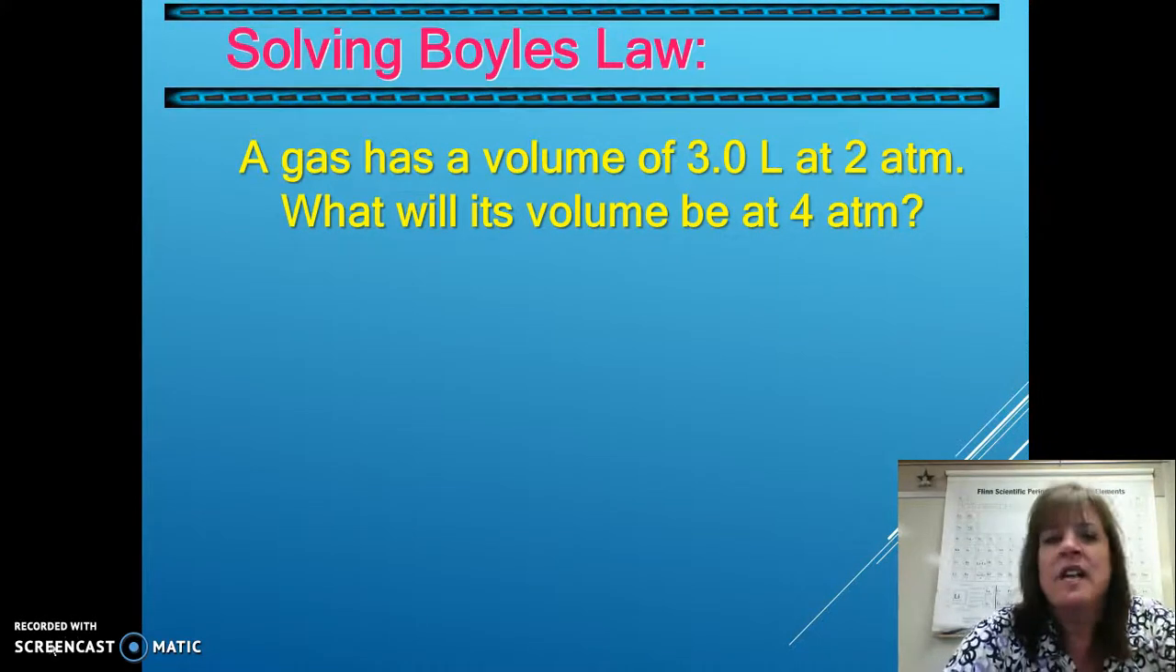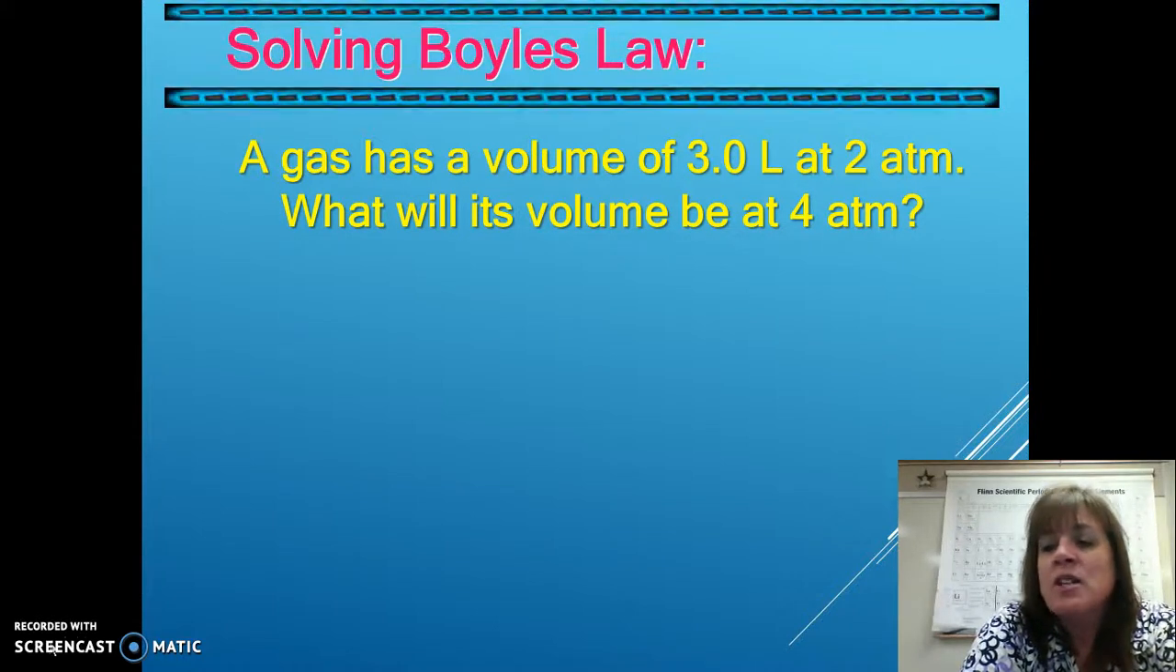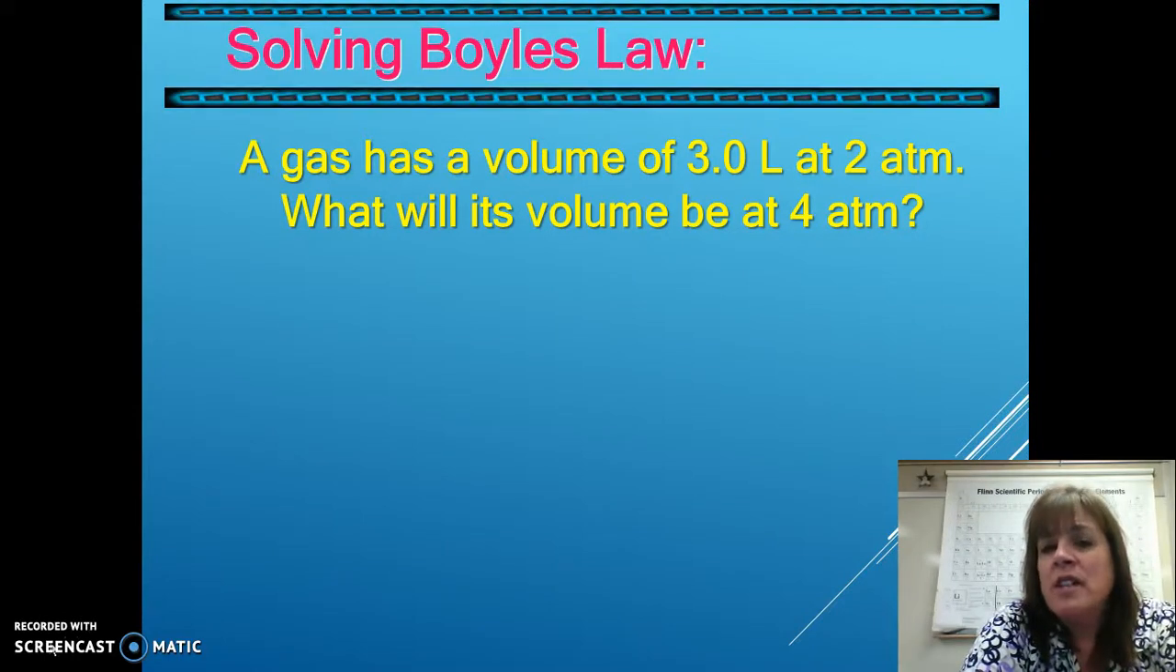So let's take a look at an example of Boyle's Law. I have a gas that has a volume of 3 liters when I'm at 2 atmospheres, but I'm going to ratchet up that pressure, and I want to know what the new volume is going to be at 4 atmospheres.